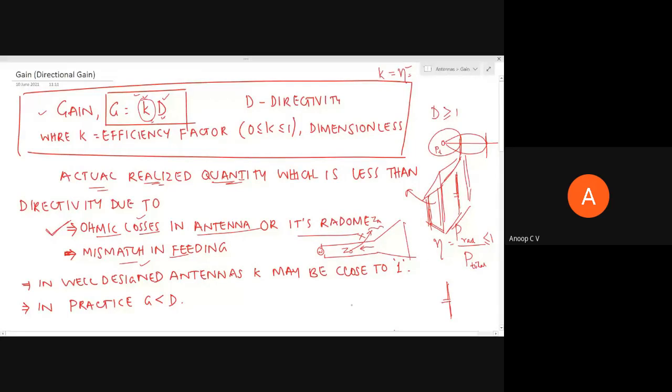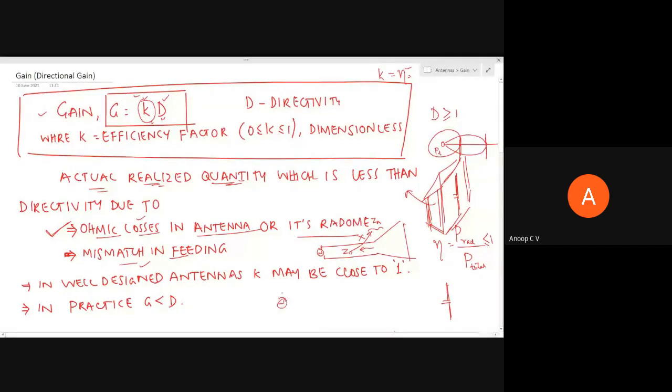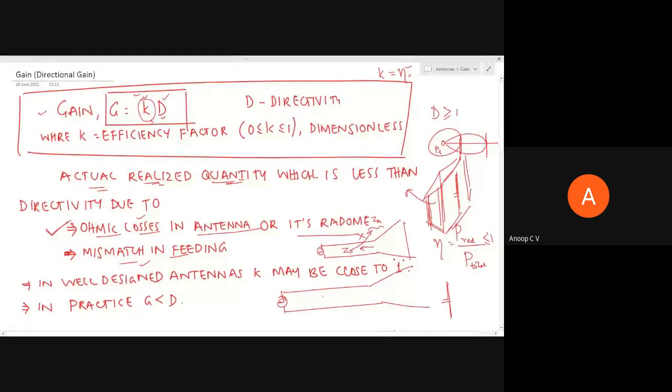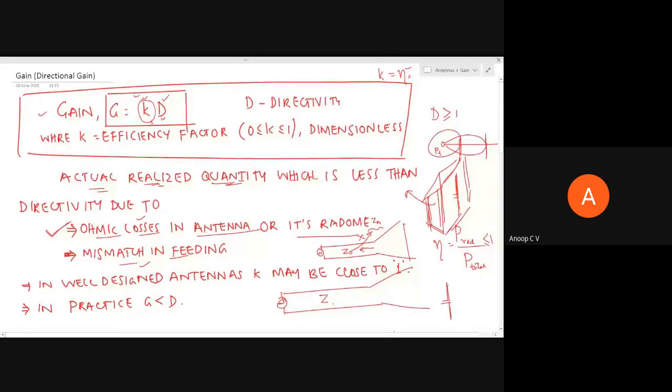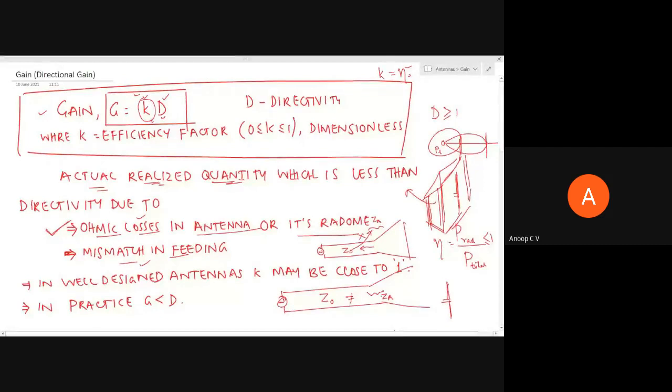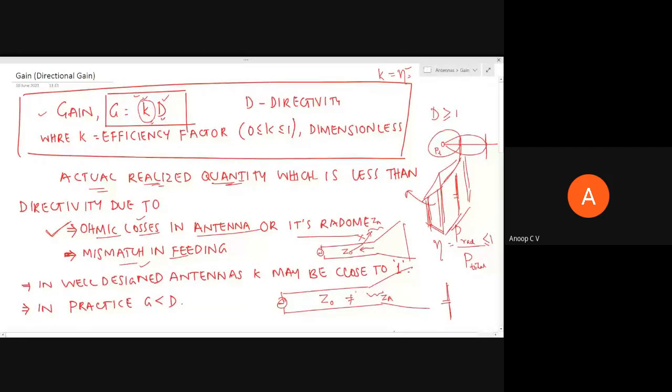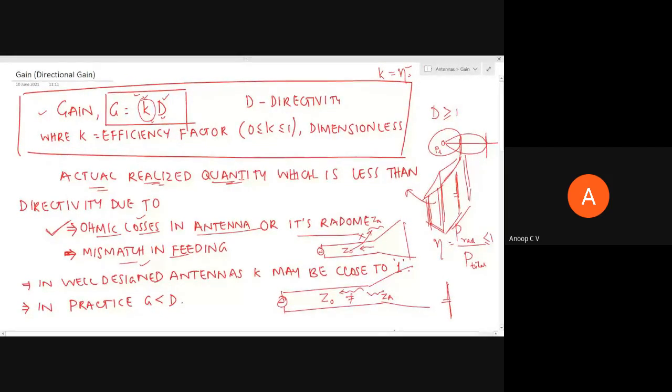or else it can be due to what we normally do: we have a generator, we connect the generator to an antenna using a transmission line. This transmission line may have a characteristic impedance Z0, and this antenna can have an input impedance of ZA, right? If Z0 is not equal to ZA, what will happen? A part of the power which is supposed to be delivered to the antenna will be reflected back, right? So a mismatch between feeding and antenna impedance can also be a reason for this reduced efficiency.